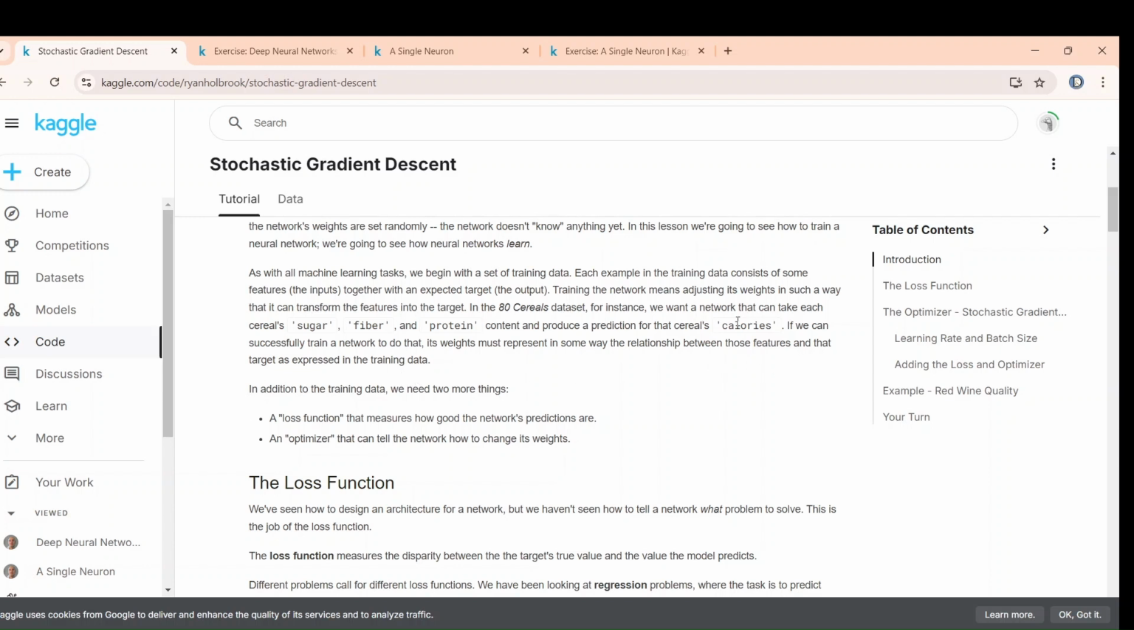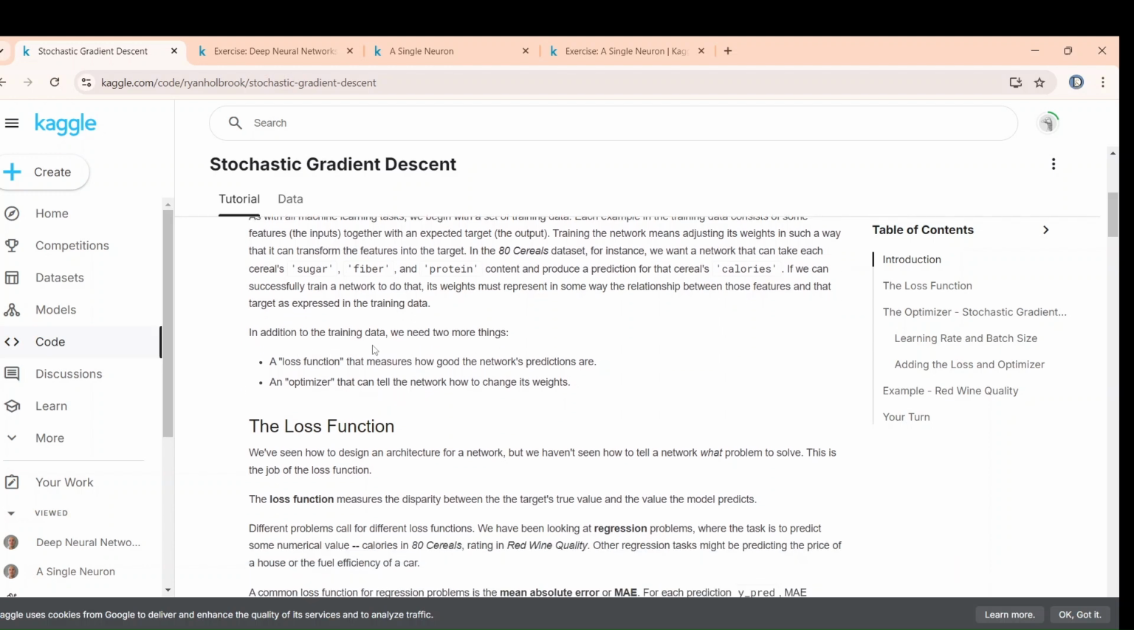Can you tell me what do you mean by features and what do you mean by target? Simple concept, just to what features mean here: sugar, fiber, protein. How much of sugar, how much of fiber, how much of protein you are providing. And what is the target? Target means the output variable. What is the calories? Okay, so input is features, target is the output. Simple things.